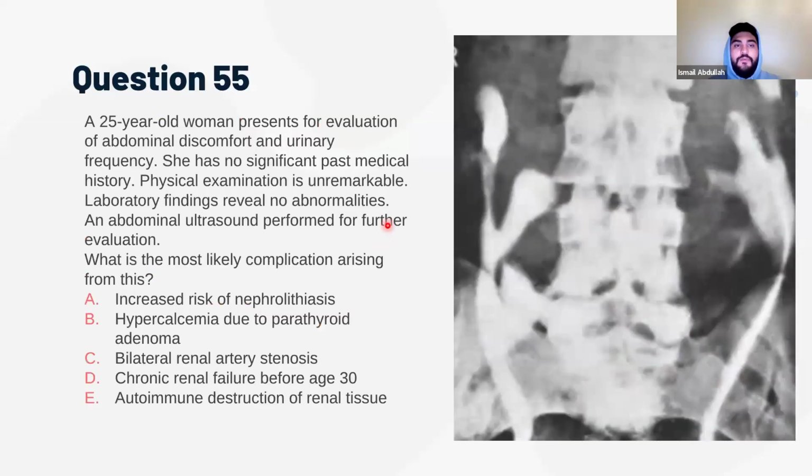Moving on. So a 25-year-old woman presents for evaluation of abdominal discomfort and urinary frequency. She has no significant past medical history. The physical examination is unremarkable. Laboratory findings reveal no abnormalities. An abdominal ultrasound is performed for further evaluation. What is the most likely complication arising from this?